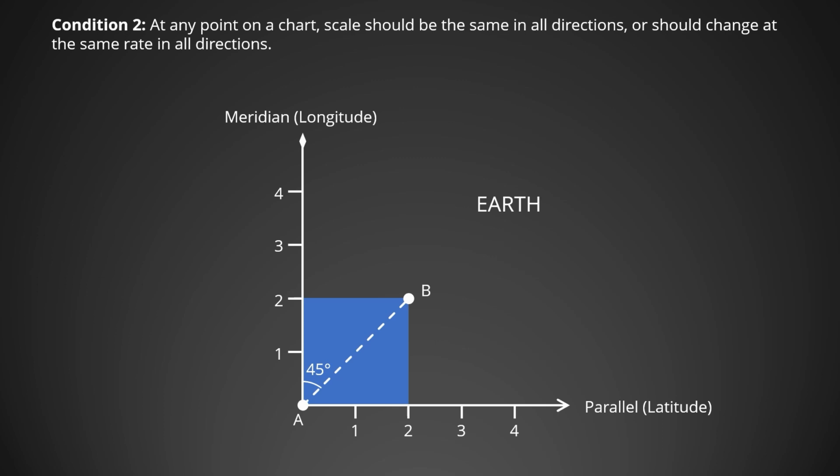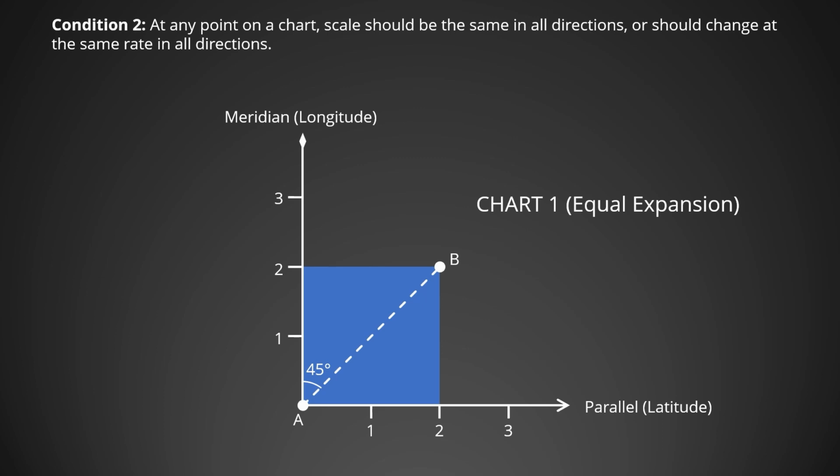The second condition relates to the scale at a point on the chart. Once again, the square on the screen represents an area on Earth. If the scale expands at the same rate on both meridian and parallel, the chart maintains its conformality. However, if the expansion only happens on meridian or parallel, it is no longer conformal.